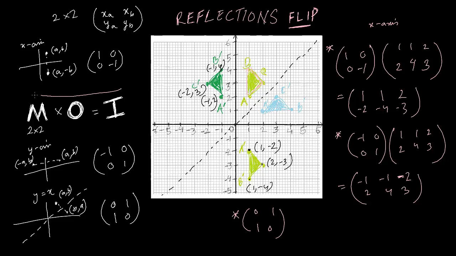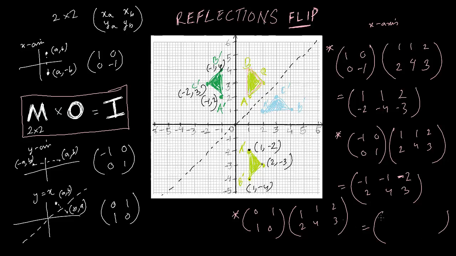Remember, this is the main rule: when you have a transformation, you multiply the transformation matrix, this time the flip matrix, with the object matrix, and you get an image. So we can multiply with this: 1, 2, 1, 4, 2, 3. You can multiply this, or you can just flip it. So 1, 2 would be 2, 1. 1, 4 would be 4, 1. 2, 3 would be 3, 2.